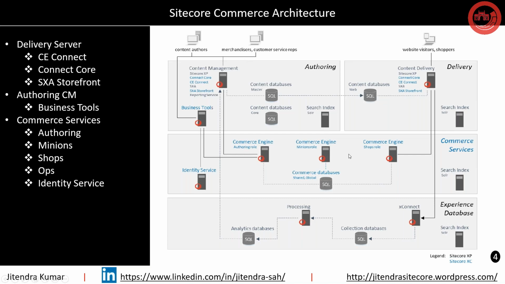But if you are hitting your websites, then for any commerce related activities or information, they are directly hitting this SOAP role. And you can see here we have a commerce database as well. So we currently have two databases, shared and global. We'll talk about these databases in detail a little later. You can see we have business tool, authoring, minion, SOAP, and identity. I already talked about that a little bit.